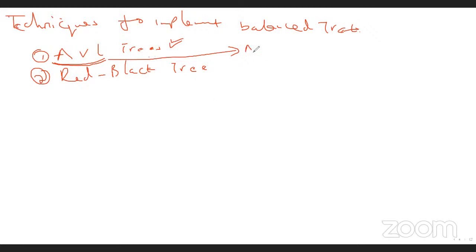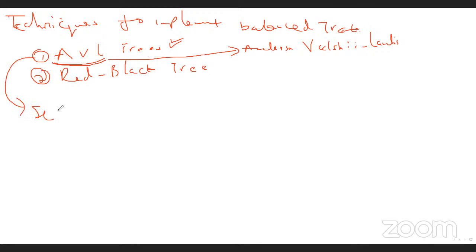So it comes from the people who came up with these: Adelson-Velsky and Landis. These are the guys who came up with this technique, so it's named after them. I know for most of you, you just got the jargon of how it works, but it's named after the guys who came up with the actual technique. It's called AVL trees. And what does it do?